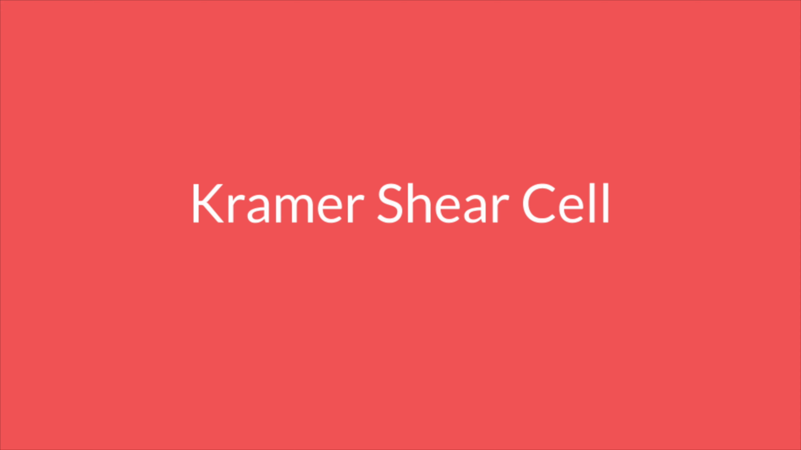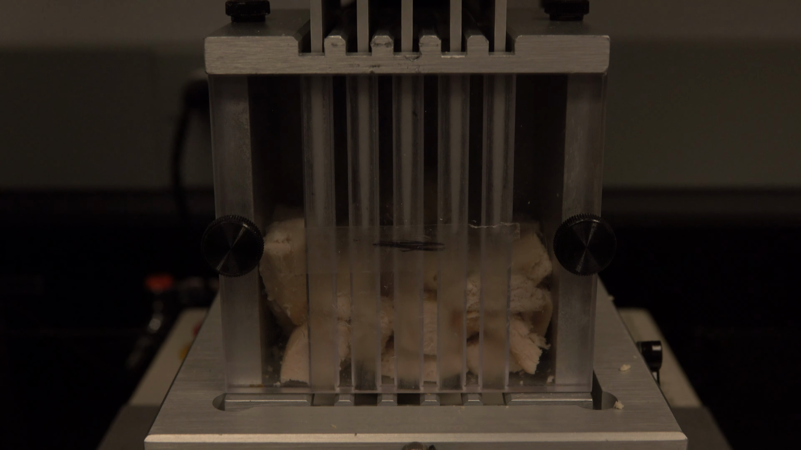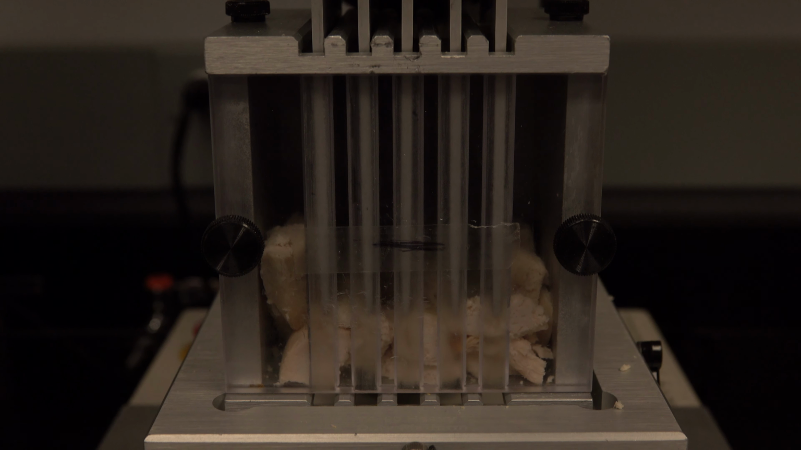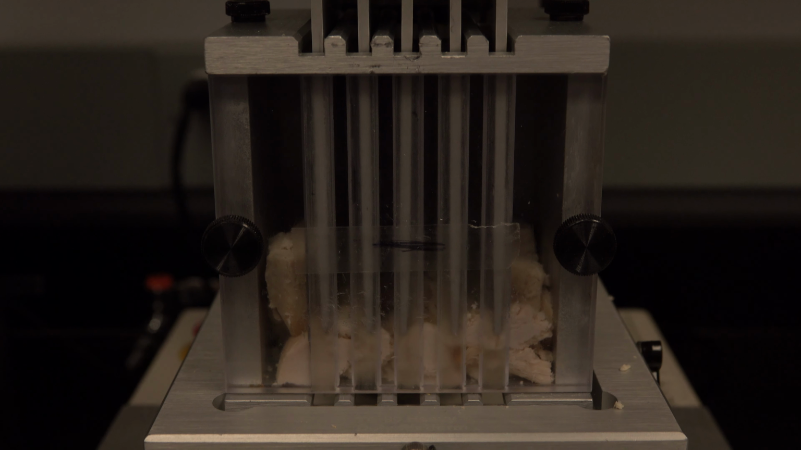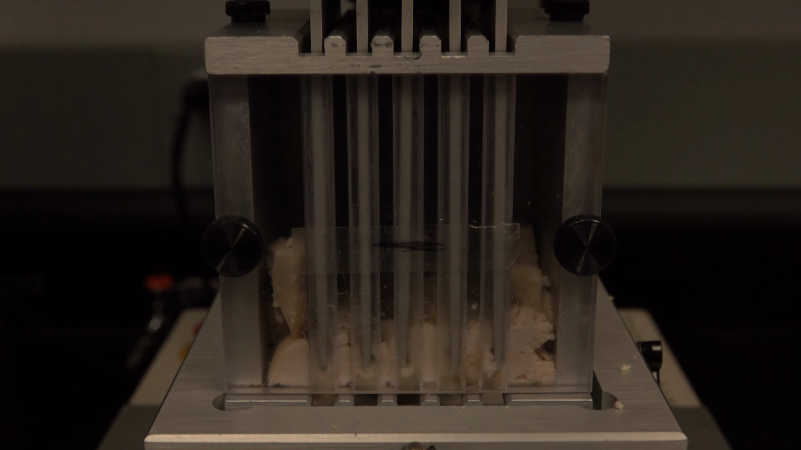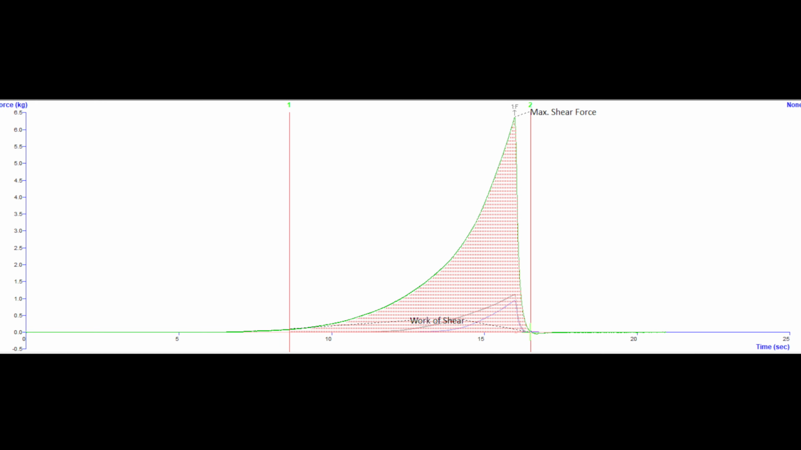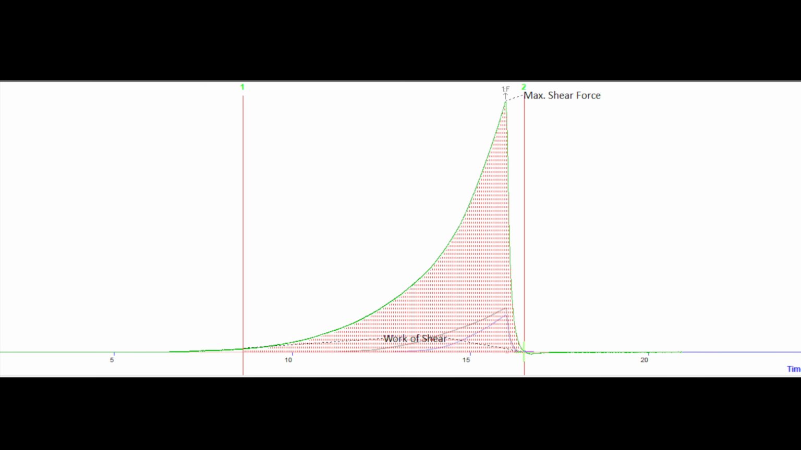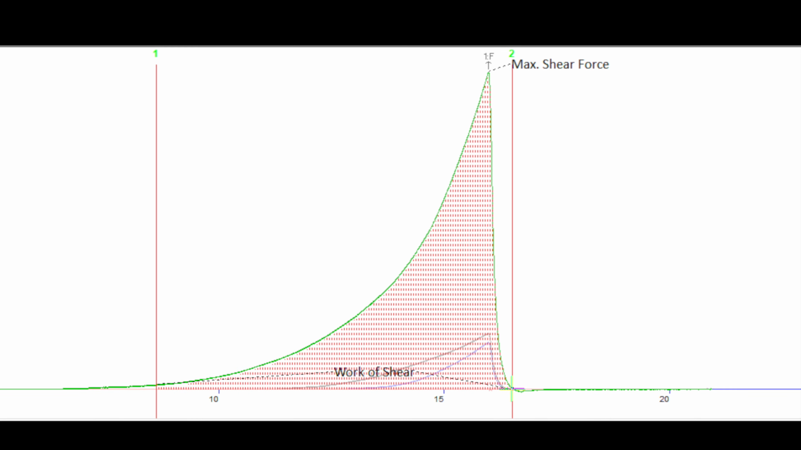The Kramer shear cell is another method of measuring meat tenderness. This method uses multiple blades to shear the sample. It is particularly useful for meat products with irregular or inconsistent geometry, such as shredded chicken. This test incorporates shearing, compression, and extrusion of the sample to obtain an evaluation of tenderness by measuring the maximum shear force.